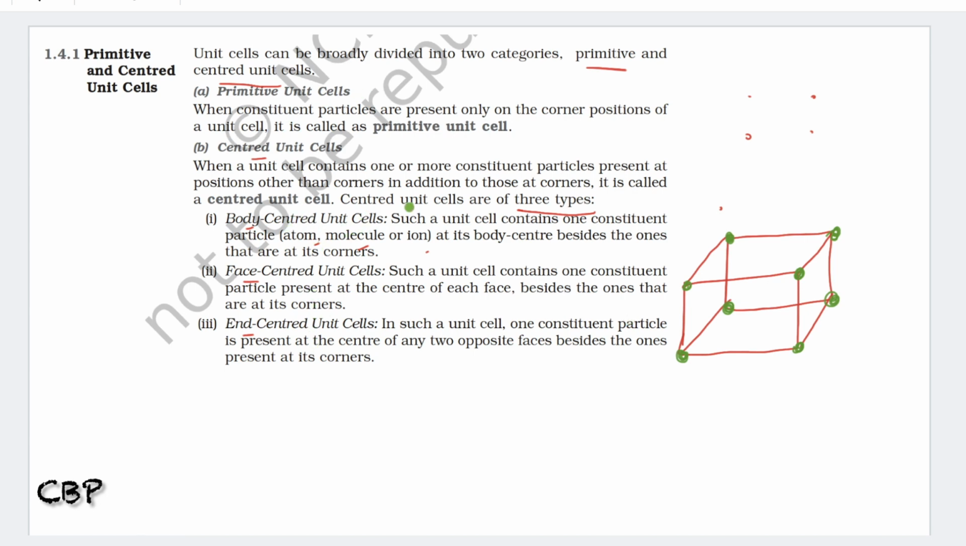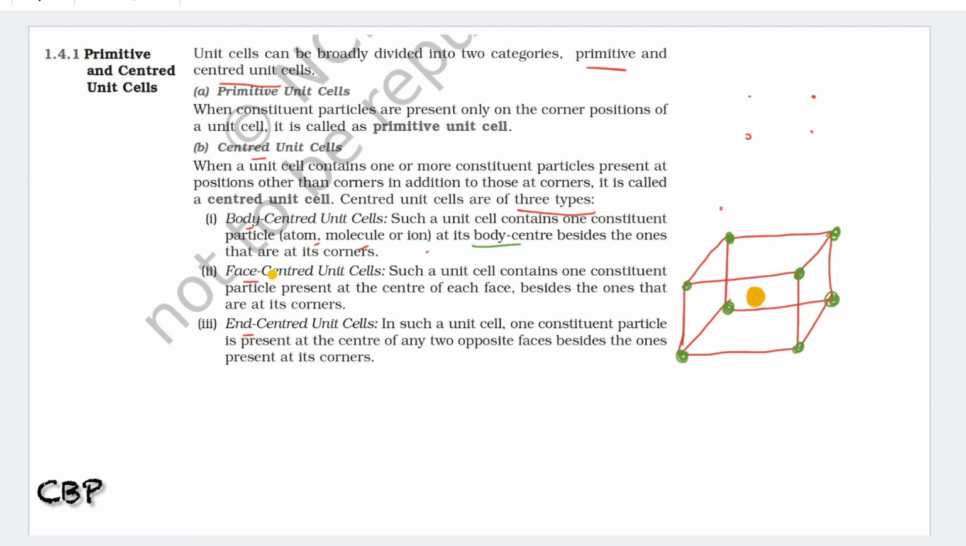In body centered, it is saying that with these outer corners, in between the body, or you can say at the body center, one atom is also present. It is a unit cell and it is in its body. Like this, at the center position of the unit cell one atom is present, so that's why we call it a body centered unit cell.